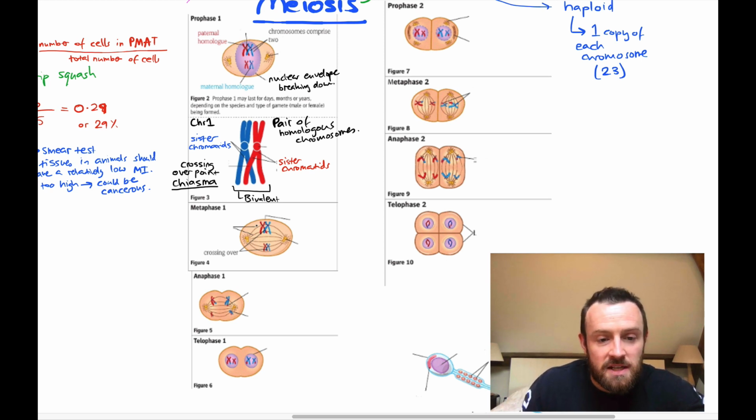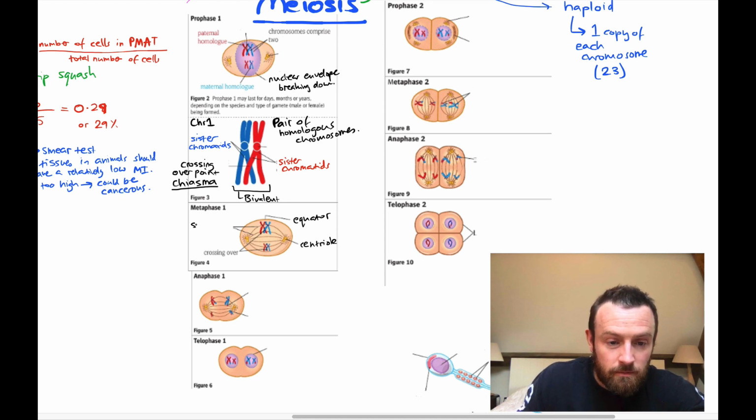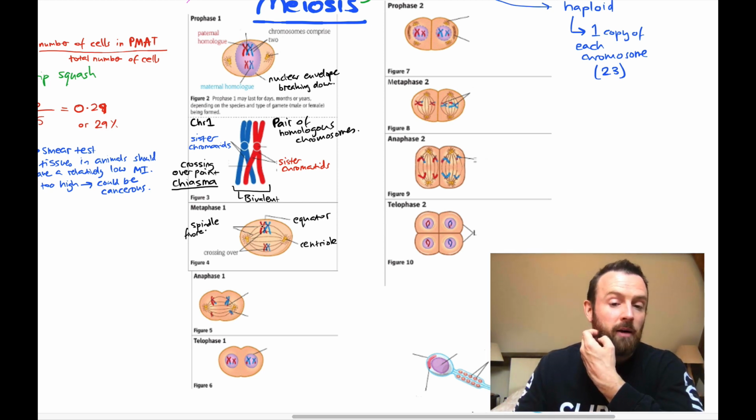Now metaphase. Again, it's quite similar to mitosis, except instead of individual chromosomes lining up down the metaphase plate, we've got the pairs of chromosomes lining up down the metaphase plate, or the equator. You could call it either. This is the centriole. These are the spindle fibers. Remember, they're made of tubulin. And then we've got the centrioles at either side, which are about to pull them apart.